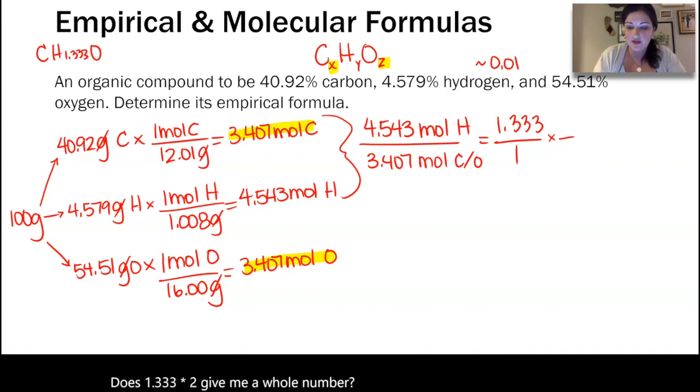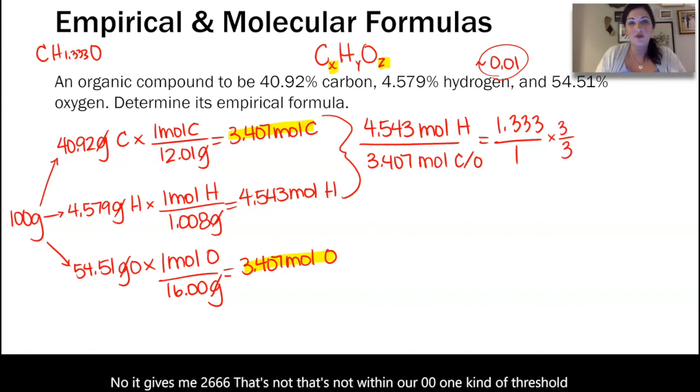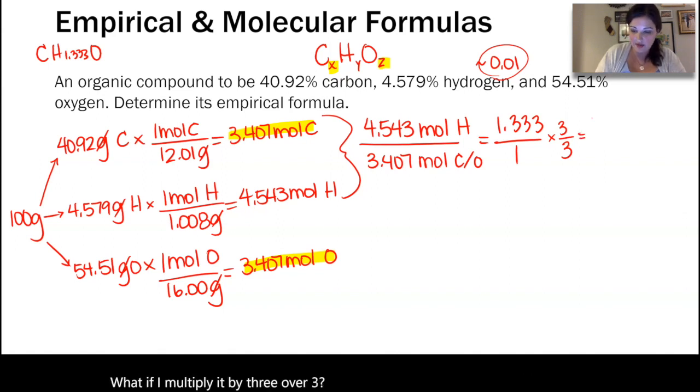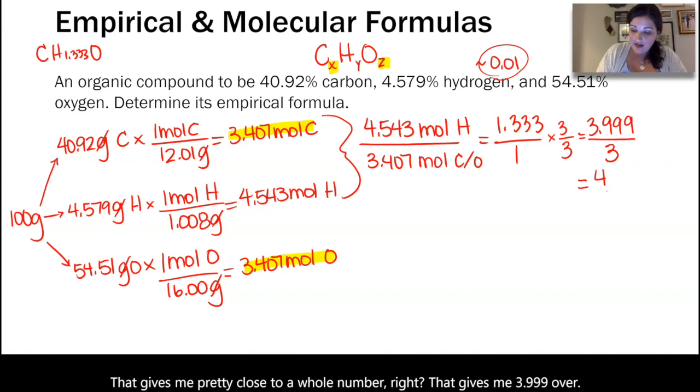That's not within our 0.01 threshold. What if I multiply it by 3 over 3? Well, that gives me pretty close to a whole number. That gives me 3.999 over 3. That we can safely say is about 4 over 3.